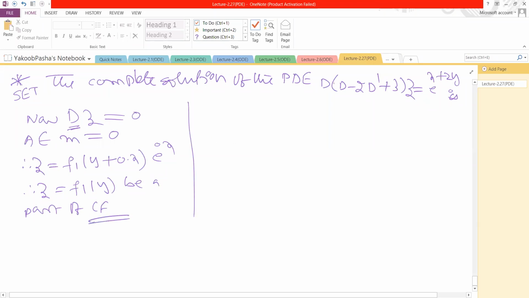Okay, next, similarly you can take D minus 2D dash plus 3 of z is equal to 0.